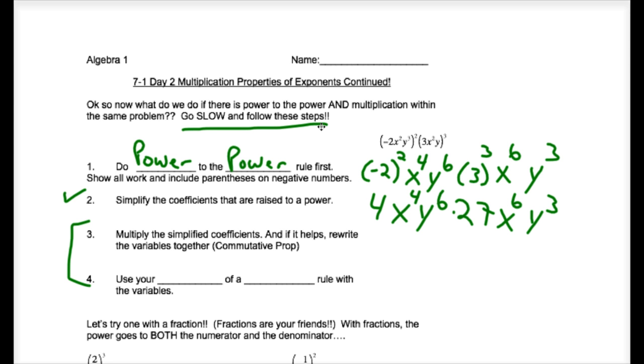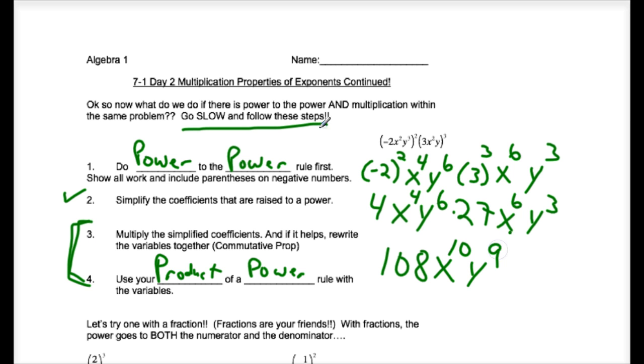Sometimes she likes to switch the variables around. You don't have to do that. That's basically the commutative property. And then the last thing you're going to do is use your product of a power rule. Okay? So we're going to combine these. Everybody do the 3 problems in one swooping step. What's the final answer? Yeah, you use your calculator for that, Sean. Okay. Briggs, final answer. 108 times x to the 10th power times y to the 9th power. Done.